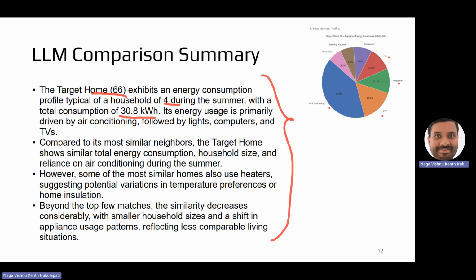And also it says that compared to its similar neighbors, the target home shows similar total energy consumption, household size, and reliance on air conditioning during summer. So it gives a good summary and insights of how your home compares to your digital, or let's say, energy twin. So these are some of the blocks of what we have done in the code.